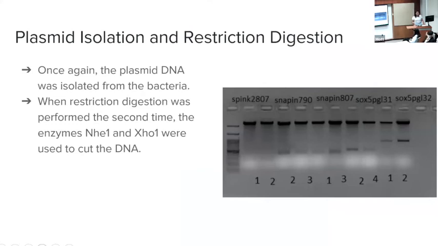Next, we had to do plasmid isolation and restriction digestion again. Once again, the plasmid DNA was isolated from bacteria. When restriction digestion was performed the second time, the enzymes NheI and XhoI were used to cut the DNA. So obviously the other samples were used for different projects, but these two were what we digested and isolated.